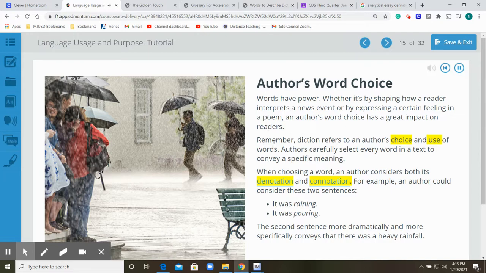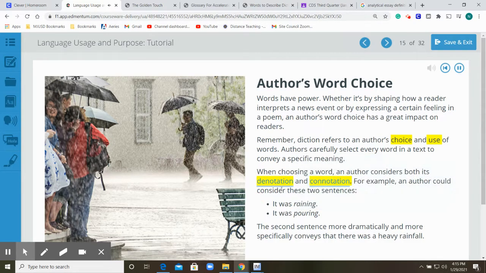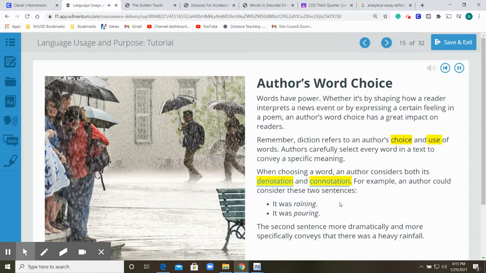Remember, diction refers to an author's choice and use of words. Authors carefully select every word in a text to convey a specific meaning. When choosing a word, an author considers both its denotation and connotation. For example, an author could consider these two sentences. It was raining. It was pouring. The second sentence more dramatically and more specifically conveys that there was a heavy rainfall.